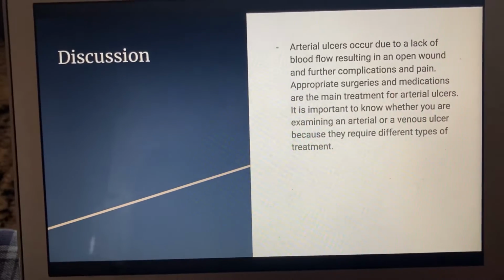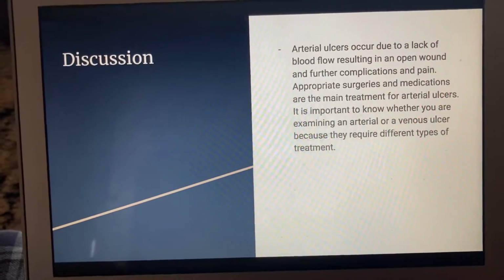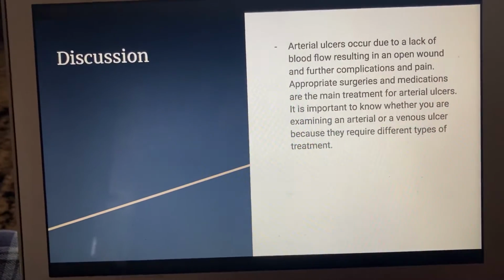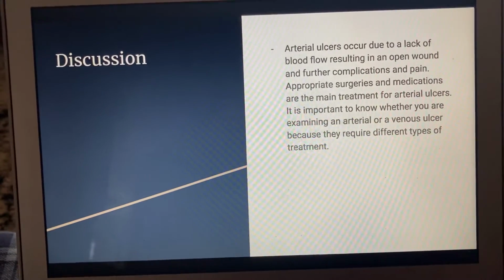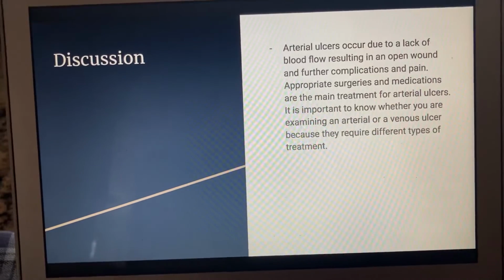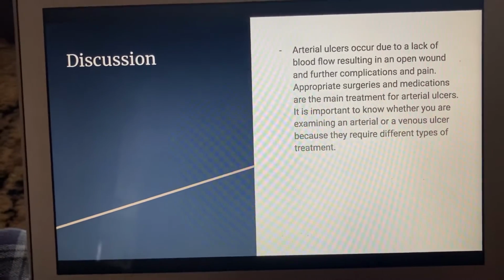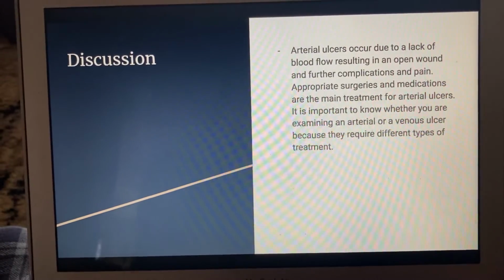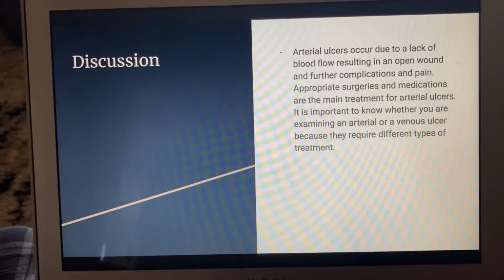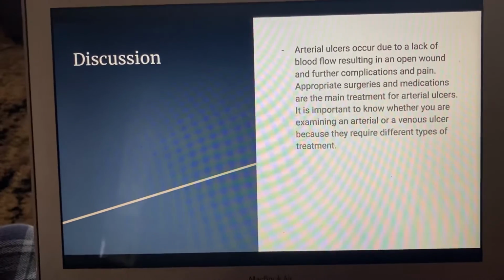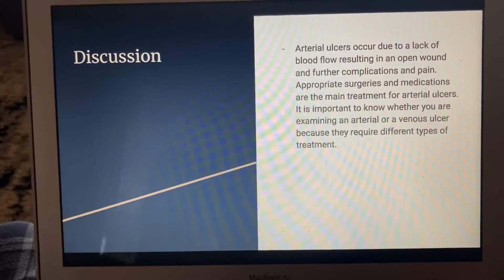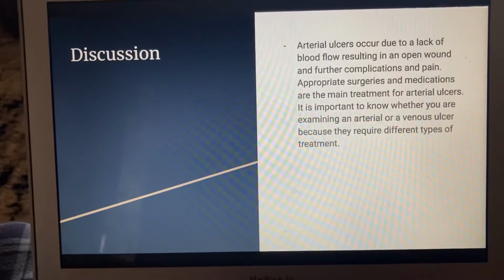So, as a discussion, arterial ulcers occur due to a lack of blood flow, which results in a lack of oxygen and nutrients to the site, an open wound, and further complications and pain. Appropriate surgeries and medications are the main treatment for arterial ulcers. It is important to know whether you are examining an arterial or a venous ulcer because they require different types of treatment.